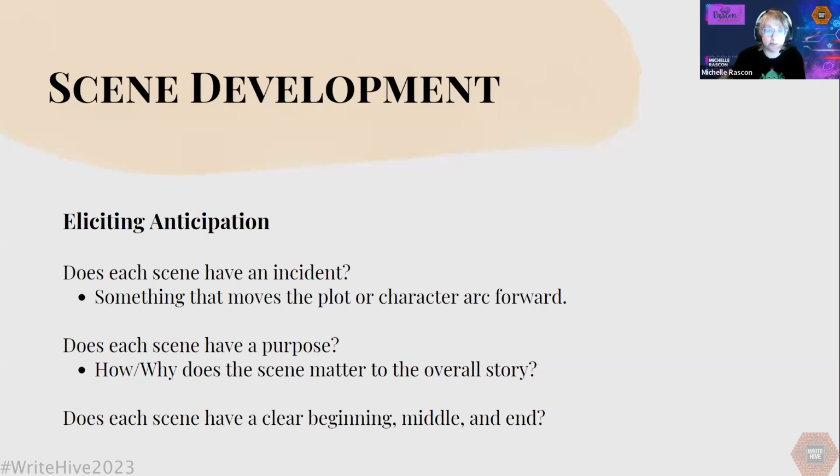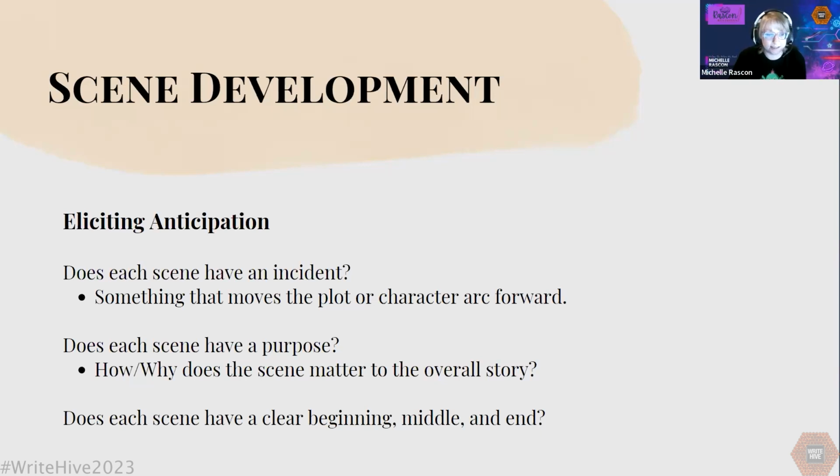So does the scene have an incident? Is there something that moves the plot or the character arc forward? That can be big or it can be really small. Does the scene have a purpose? How or why does the scene matter to the overall story? So when you read a scene, take a minute and think, did this matter to my main plot? Did this matter to my themes? Did this matter to my character arc?